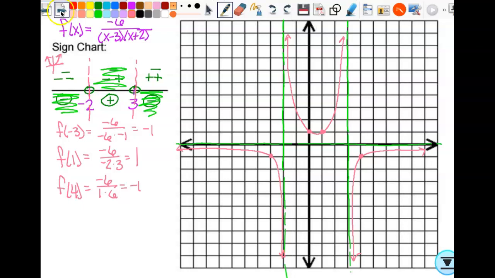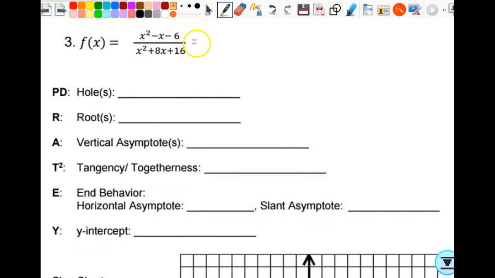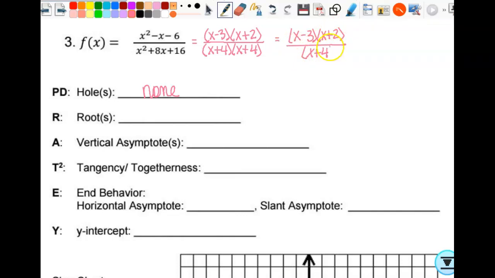So let's do another one. So let's factor this guy. And we'll get x minus 3 times x plus 2 over x plus 4 times x plus 4. Do I have any point discontinuity? No. Even though I can't cancel anything out, can I rewrite this a little bit better? Yes, I can. This gives me x minus 3 times x plus 2 over x plus 4 squared.